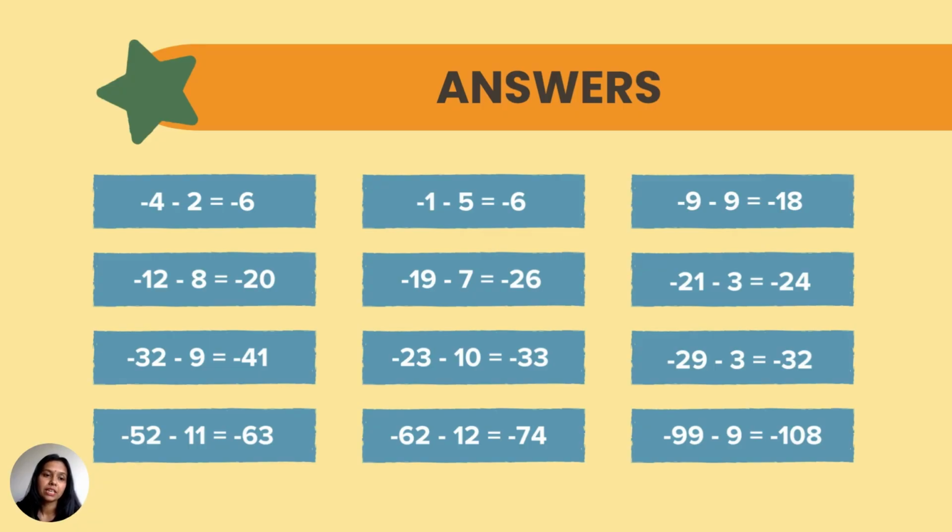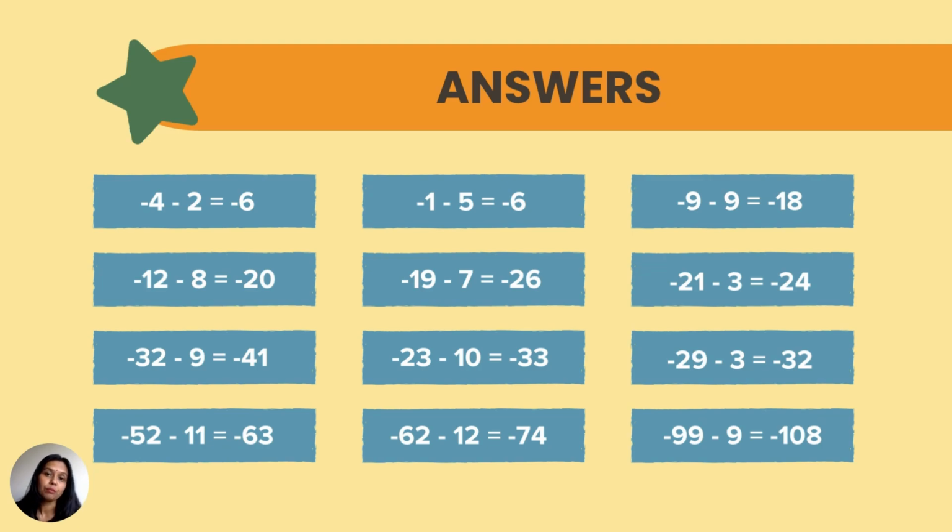So look at the next one, negative 12, and you minus 8 more, you will end up at negative 20. The next one, you add negative 19, and you minus 7, you will end up at negative 26. Negative 21 minus another 3 would give you negative 24. Negative 32 minus 9 would give you negative 41.